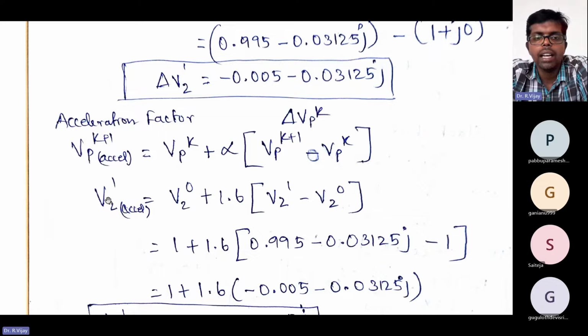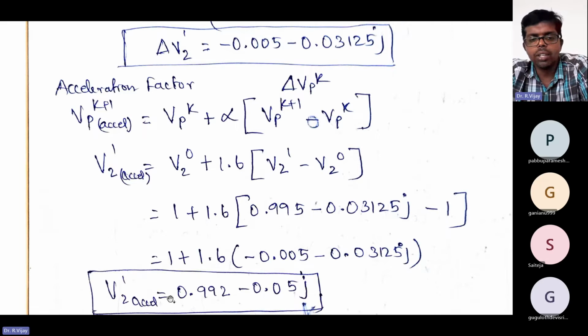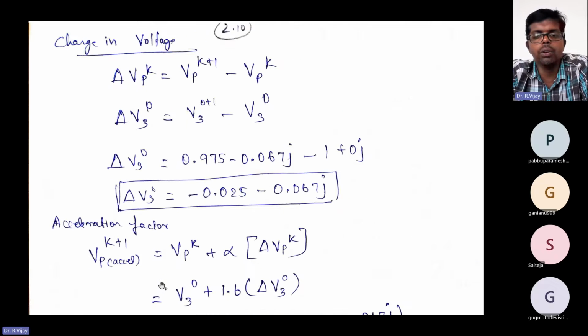That's all. So Vp 2 dash, the accelerated or new value, is equal to V2 0, that is the old value, plus 1.6 into V2 dash minus V2 0. That is the initial value. So here V2 0 is 1, the initial value, plus 1.6, the acceleration factor, into this particular V2 dash. We already calculated this whole thing. This answer you just take here, and you will get the V2 dash accelerated value, or new value.